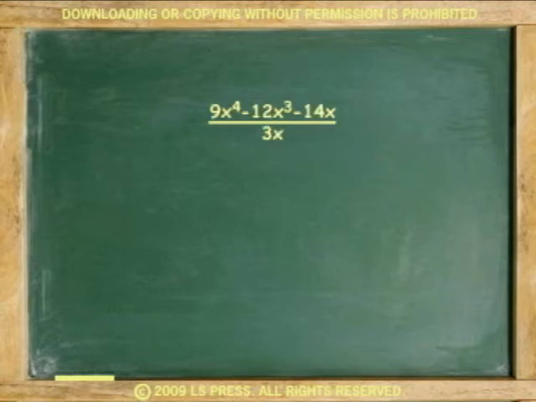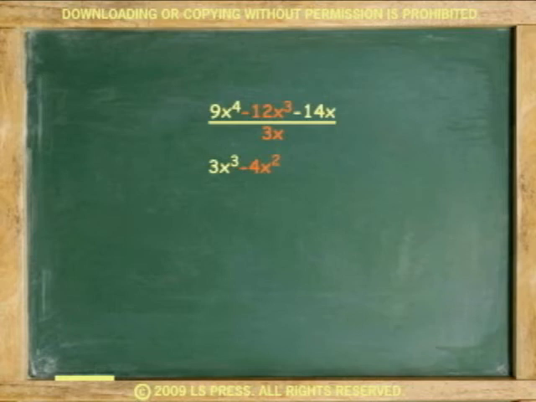Another example. Divide 9x to the fourth minus 12x cubed minus 14x by 3x. First term, 9 divided by 3 equals 3, and 1x gets cancelled. In the second term, negative 12 divided by 3 equals negative 4, and 1x gets cancelled.